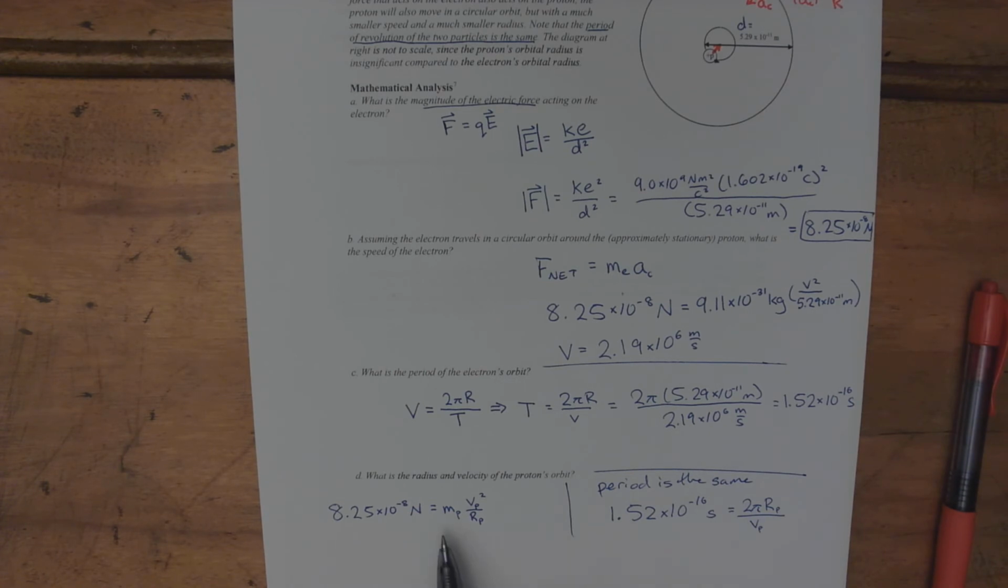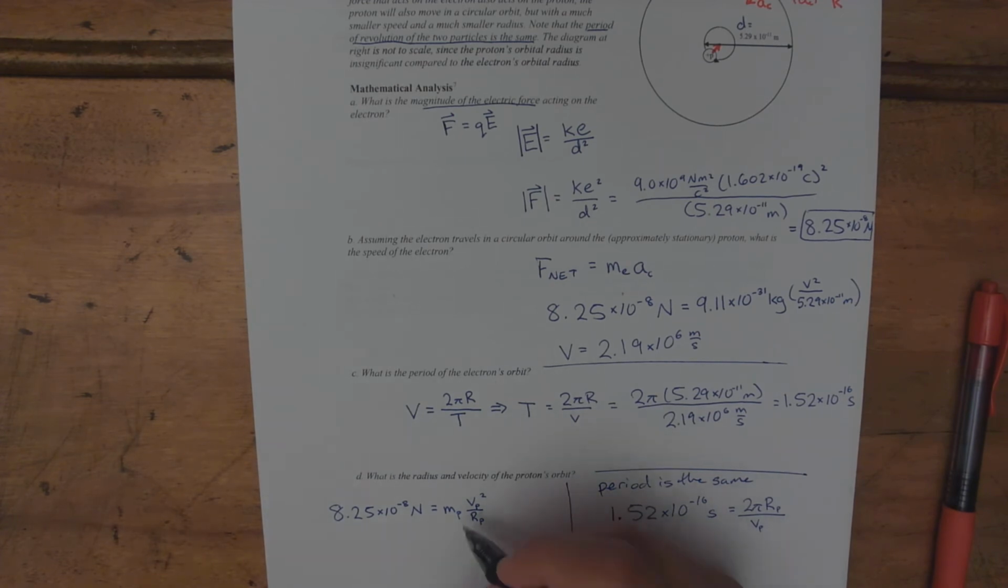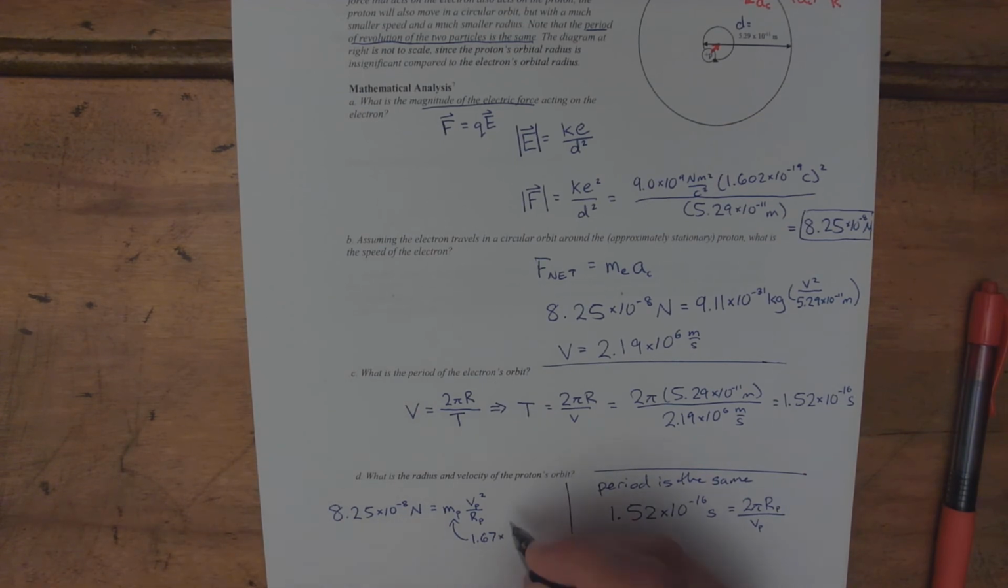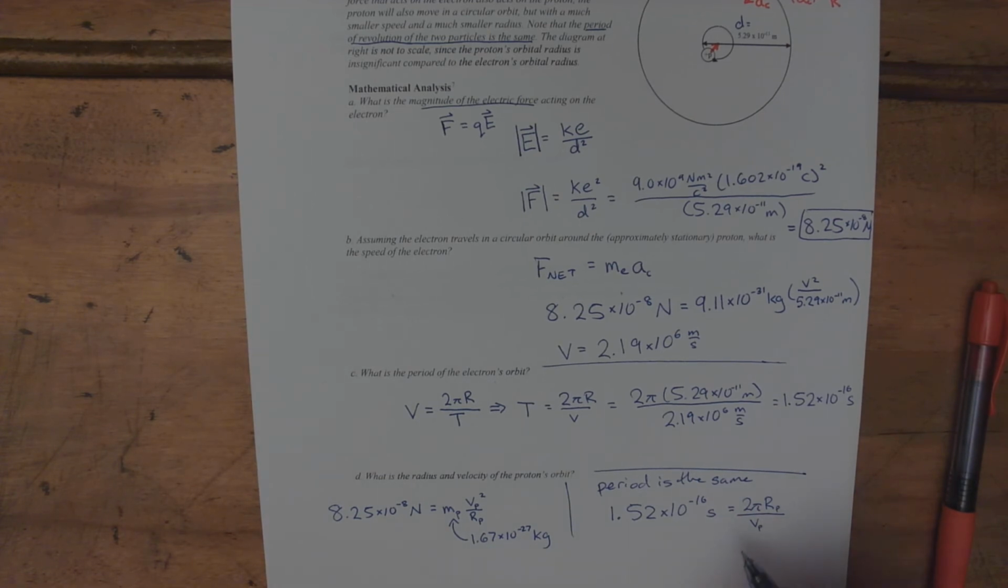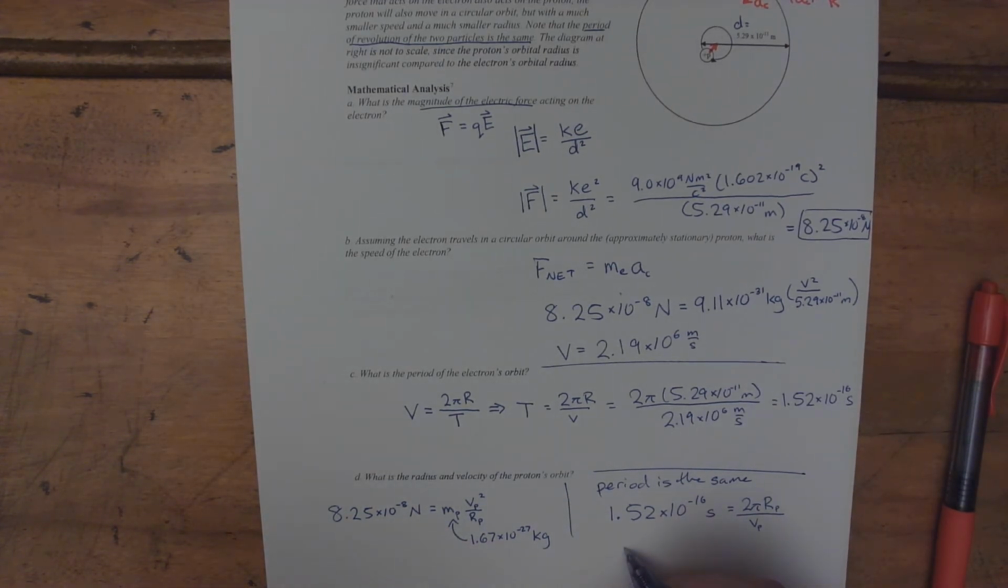And we have two equations here. If I know the mass of the proton, 1.67 times 10 to the negative 27th kilograms, then I have two equations and two unknowns. So I can solve for one of those unknowns, and then I can solve for the other unknown. I have a v_p squared divided by r_p in this equation, and I have a v_p in the denominator here, the radius of the proton in the numerator. I'm going to take this and solve for v_p divided by r_p. So I'd bring those over to the other side.